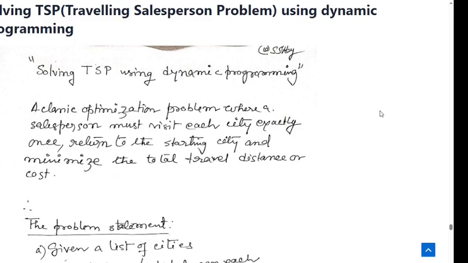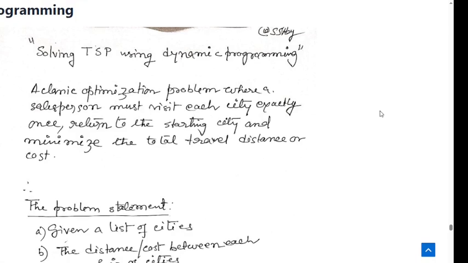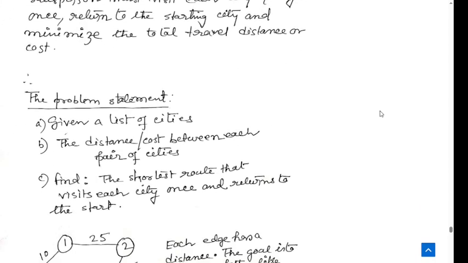That means, let's say, city A to B, whatever the distance is, we will consider that as a weight or travel distance. So overall, when the salesperson comes back to the starting city, the total cost should be minimum. This is called the traveling salesperson's problem. Given a list of cities, the distance or the cost between each pair of cities will be given, and we have to find the shortest route that visits each city once and returns to the start.